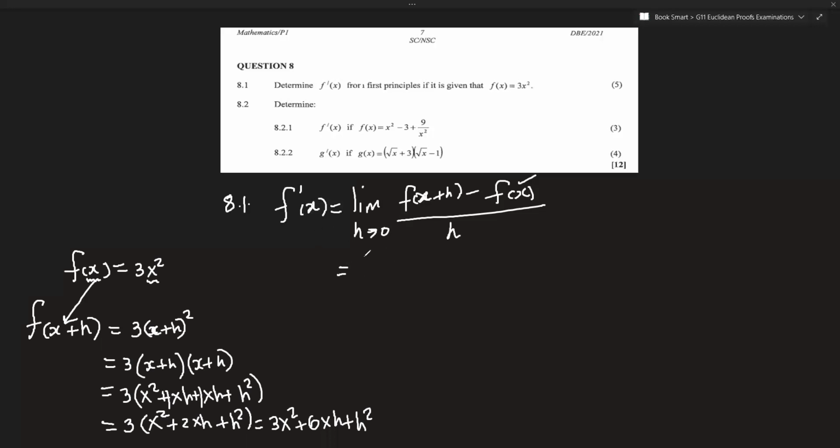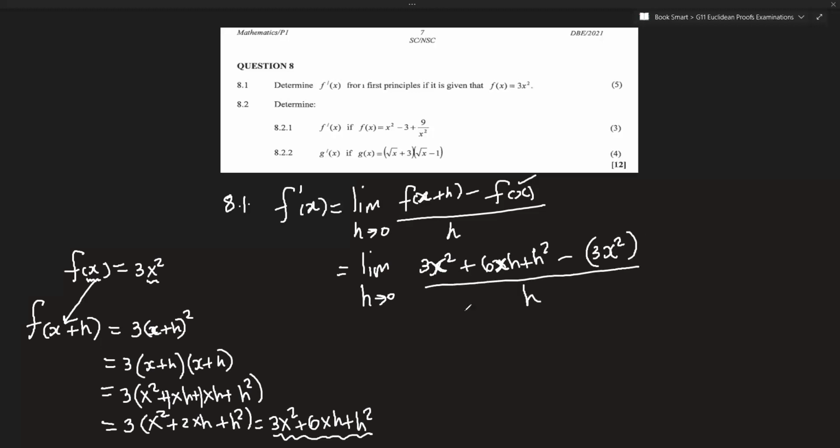So this is equal to the limit as h approaches 0. This part is this part, right? f of x plus h is that. So where there's f of x plus h, I'm going to put 3x squared plus 6xh plus 3h squared. My x looks like a multiplier, let me make them like this so that they are more clear. And then minus f of x, which is 3x squared, all over h.